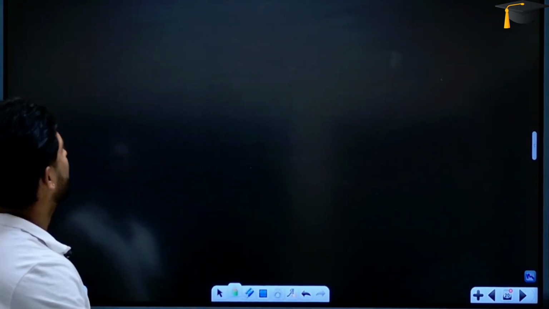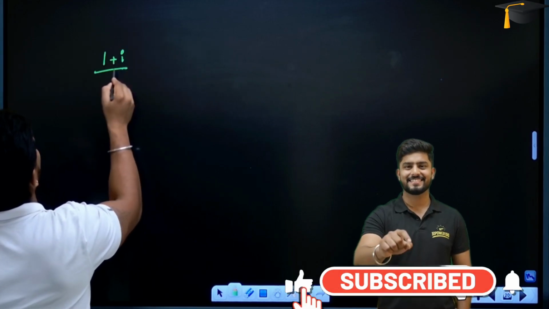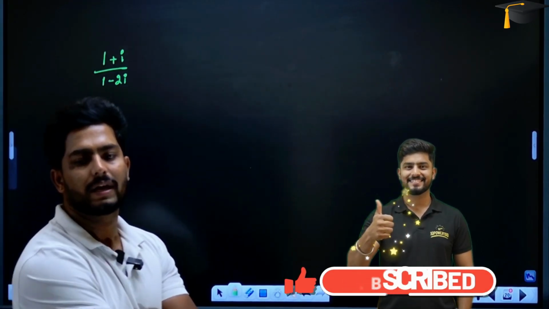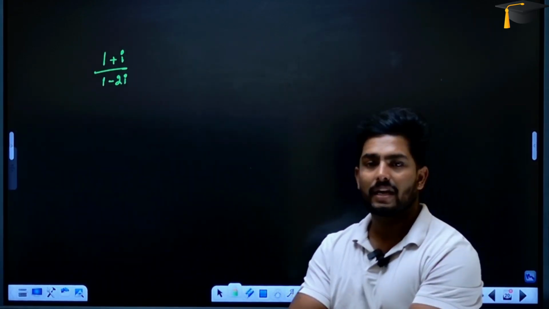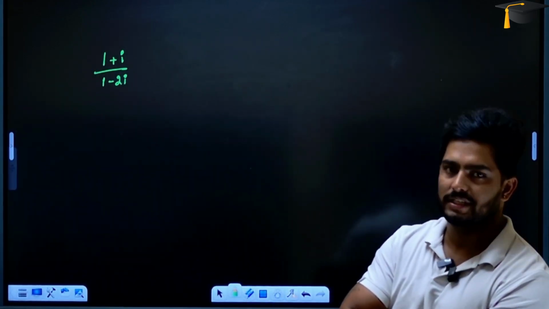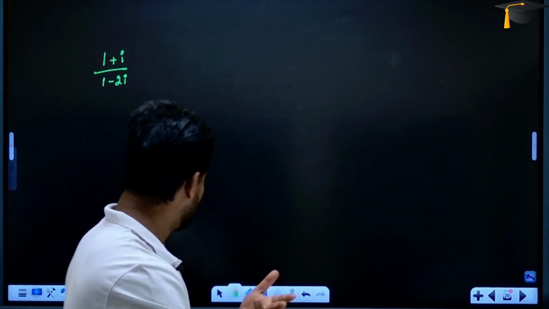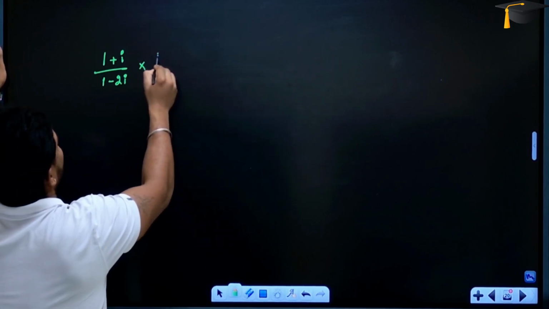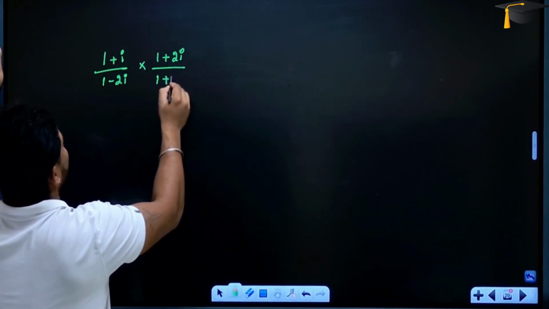So for example, let's take 1 plus i divided by 1 minus 2i. Okay, now look at this. This is in the rational form, right? It is in division format. So whenever we get division format, we should do rationalization. Rationalization, if you did it in grade 9, is the same concept. You take the conjugate of the denominator. What is the conjugate? It is 1 plus 2i, right? So you take 1 plus 2i divided by 1 plus 2i.